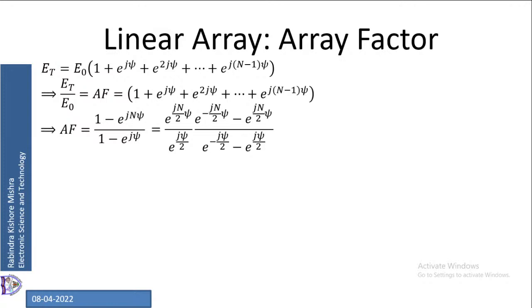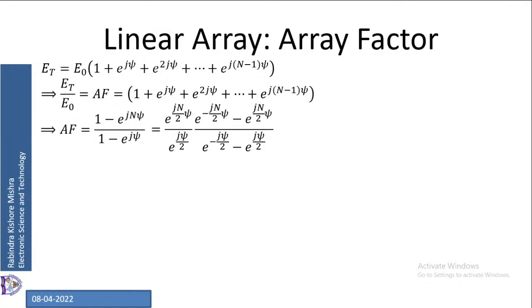As you know, if it is a GP, the summation of GP is equal to 1 minus r to the power n divided by 1 minus r. So array factor will be equal to 1 minus exponential j n psi by 1 minus exponential j psi. In the numerator take exponential j n psi by 2 common. In the denominator take exponential j psi by 2 common. So that gives you exponential j n by 2 psi divided by exponential j psi by 2 as the first term.